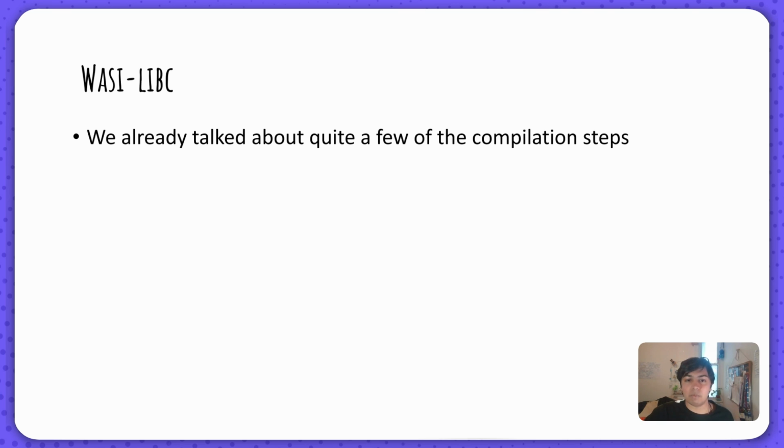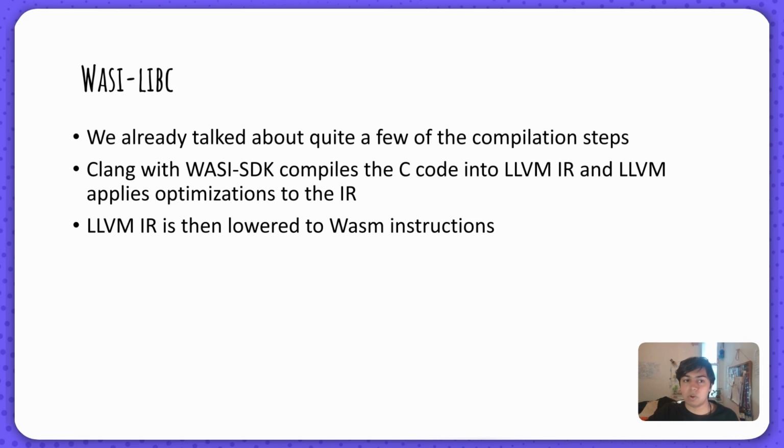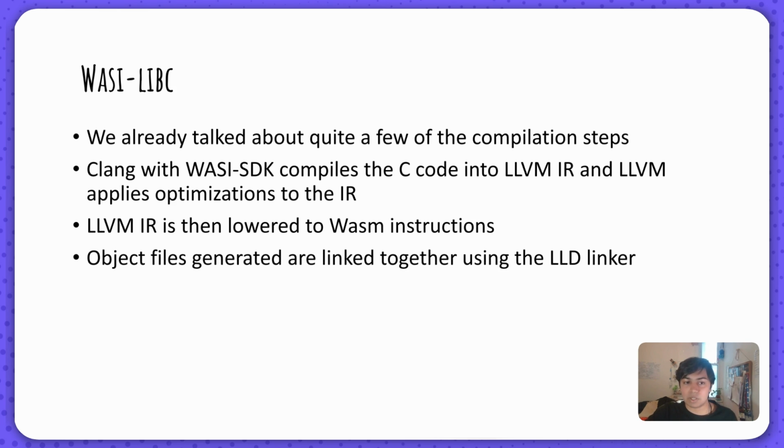So you can use them while making your WebAssembly modules, and you can compile C code directly to WebAssembly. WASI libc is usually distributed with the WASI SDK. So you have Clang with the WASI SDK that compiles the C code into LLVM IR, and LLVM applies optimizations to the IR, which is then converted to WebAssembly, and then you load the LLVM IR to Wasm instructions.